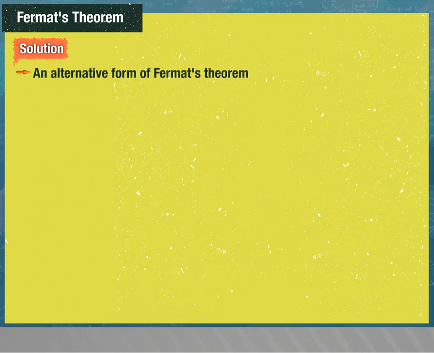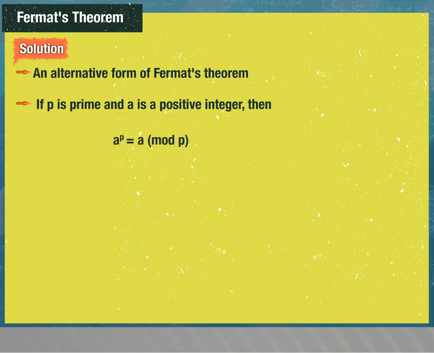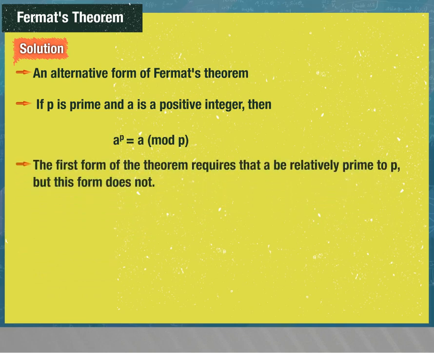An alternative form of Fermat's theorem. If p is prime and a is a positive integer, then a power p is equal to a mod p. The first form of the theorem requires that a be relatively prime to p, but this form does not. For example, p is equal to 5, a is equal to 3, a power p is equal to 3 power 5, which is equal to 243, which is congruent to 3 mod 5, equal to a mod p.